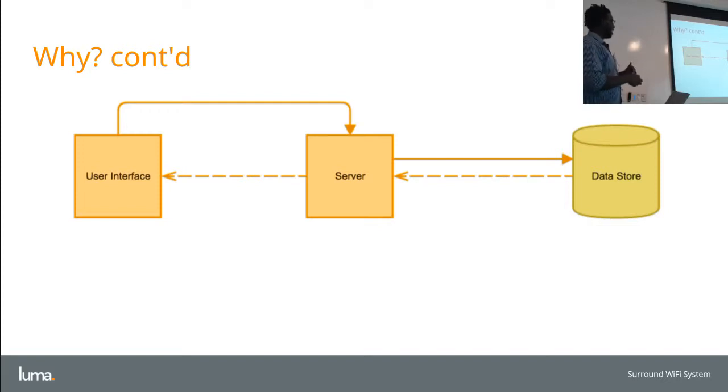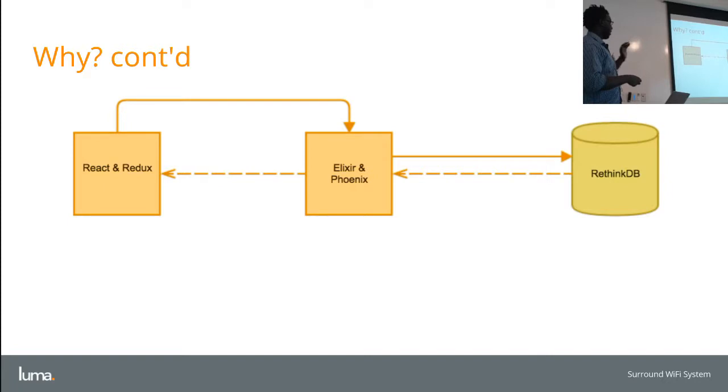In the context of this talk, how we're going to approach this is we're going to think about our user interface as primarily React and Redux. We'll think about our server as being Elixir and Phoenix, and we'll think about our data store as RethinkDB. And I'll walk through why I think these choices are particularly poignant, but generally I think this sort of architecture for your applications or your user interfaces is going to be quite interesting around maintainability and testability.